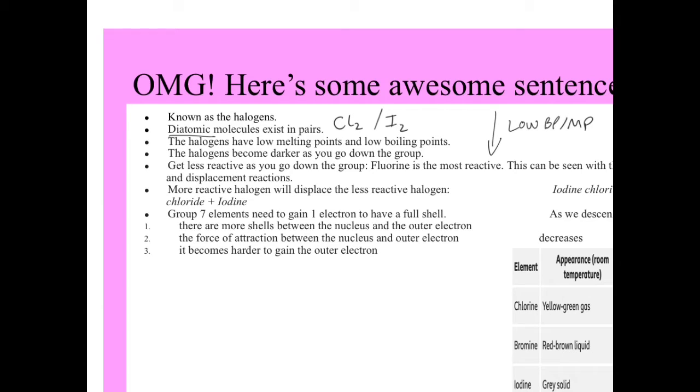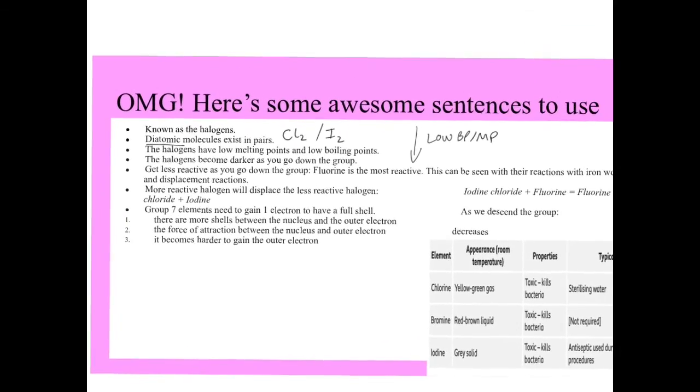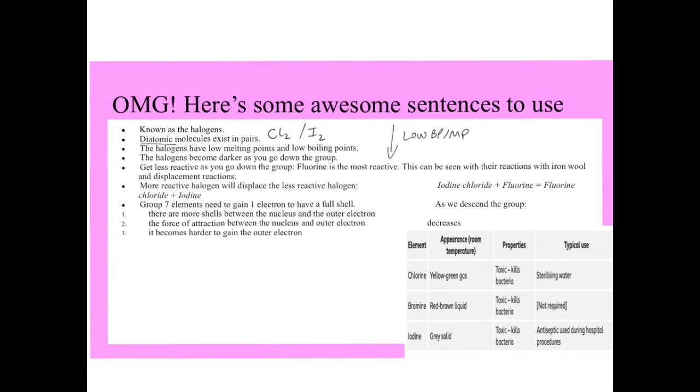Fluorine is the most reactive. This can be seen during a displacement reaction with iron chloride. Iron chloride plus fluorine makes iron fluoride plus chlorine. So it will displace, it will take the iron away. That's a displacement reaction because the fluorine steals the iron from the chloride. A more reactive halogen will displace the less reactive halogen.